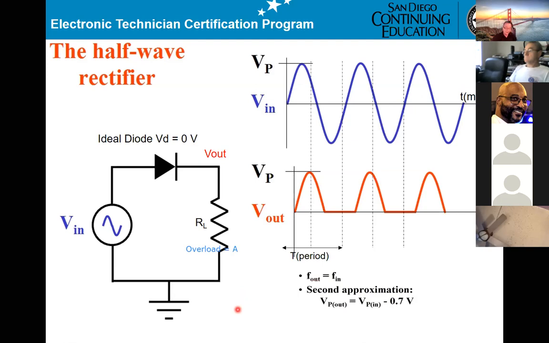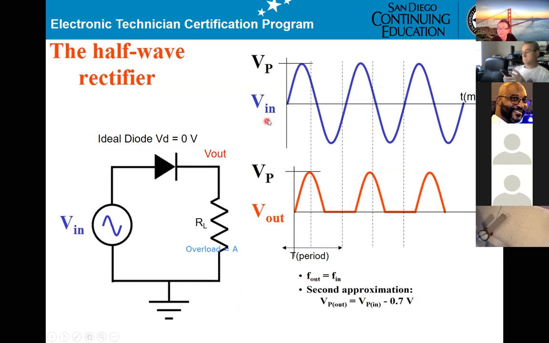Thank you. Okay, now we're talking about the half-wave rectifier. This is a half-wave rectifier circuit. And right now we deal with an ideal diode, VD equals 0. So if it's on, it's just like a wire.